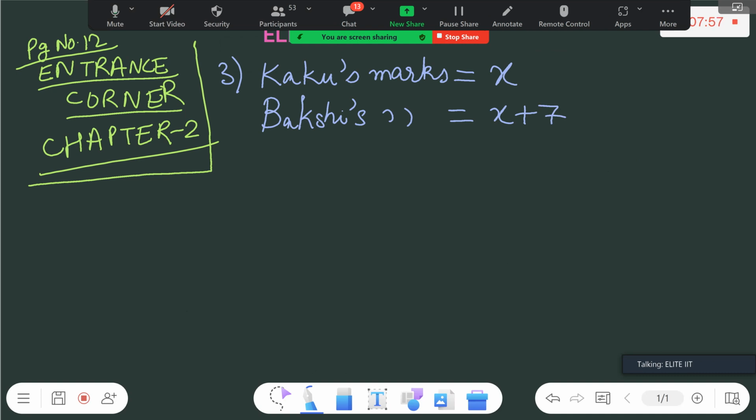Yes or no? Kaku got 7 less than Bakshi, so Bakshi got 7 more than Kaku. Kaku is X, so Bakshi's marks should be X plus 7. Yeah. And Raman got 3 marks more than Kaku, isn't it? So what is Raman's marks? 3 marks more.